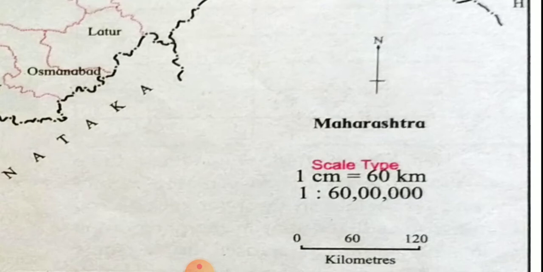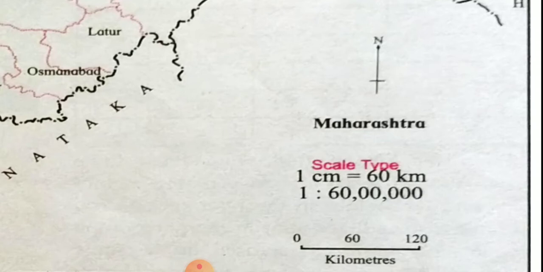That is, on your paper two different places are shown and the distance between these places is 1 centimeter. This 1 centimeter tells you that the distance on the land is 60 kilometers.